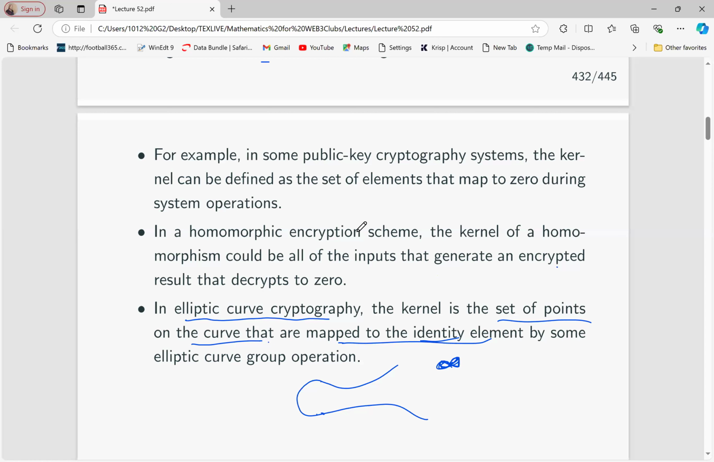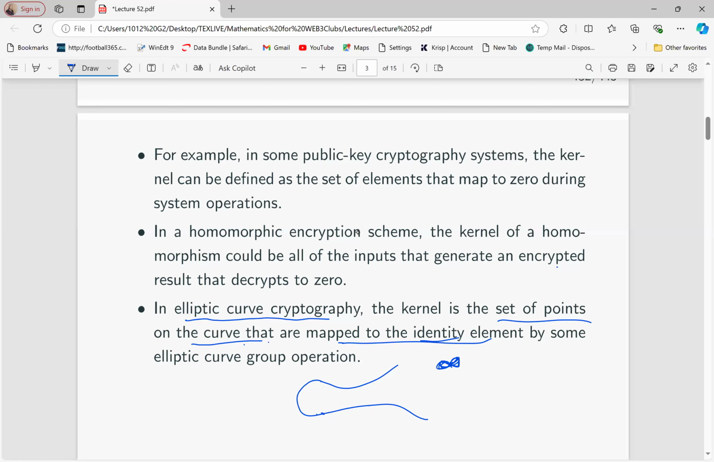So what you're saying is, what is the kernel therefore in elliptic curve cryptography? It will be the set of points on the curve that will then be mapped to the identity element. I've told you what the identity element is in elliptic curve cryptography. It will not be 0, will not be 1, it will be infinity. When we begin looking at elliptic curves, you will see how that comes in.